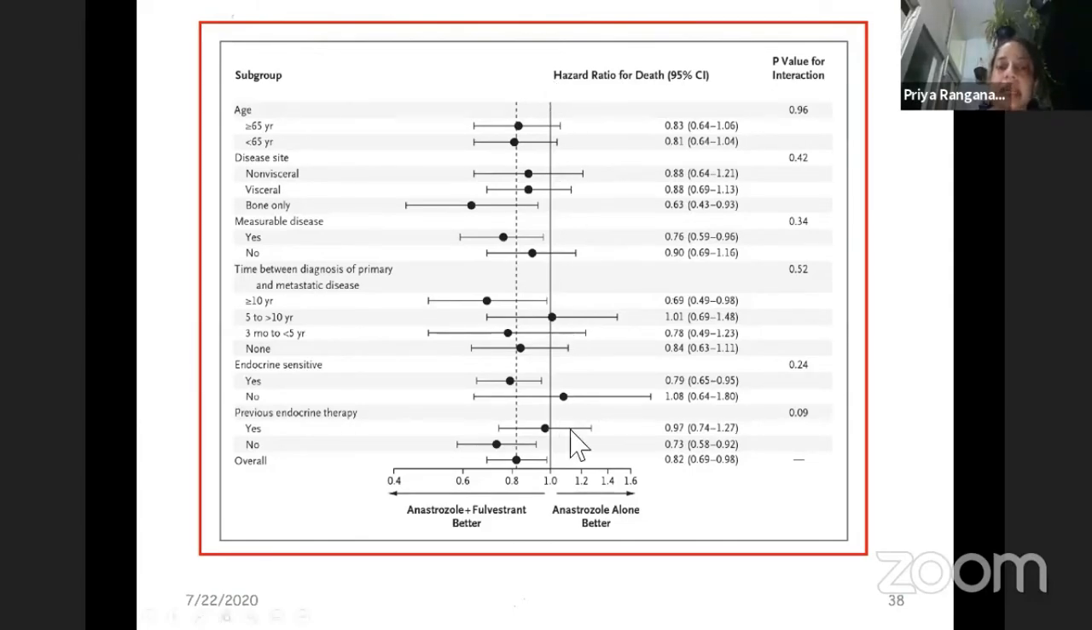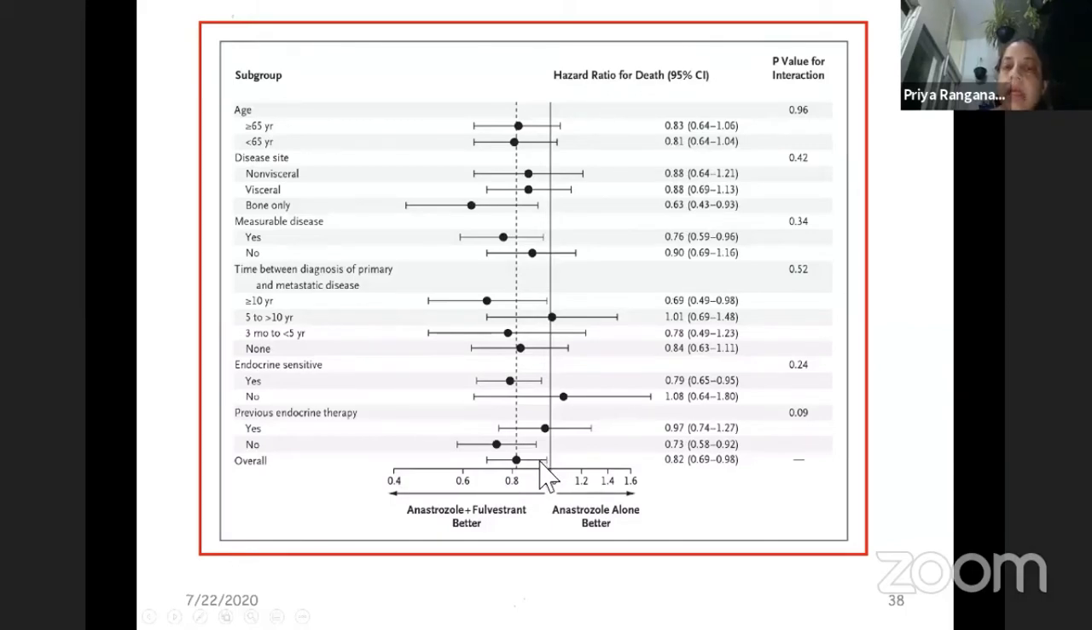This is the line of unity. The line of unity means your hazard ratio is 1 and there is no difference between two treatment arms, right? So if hazard A divided by hazard B, if risk A divided by risk B is 1, it means that the two risks are equal. Now, for this study, we know that overall, the hazard ratio was 0.8, which means that A plus F combination was better. And the confidence intervals are shown over here.